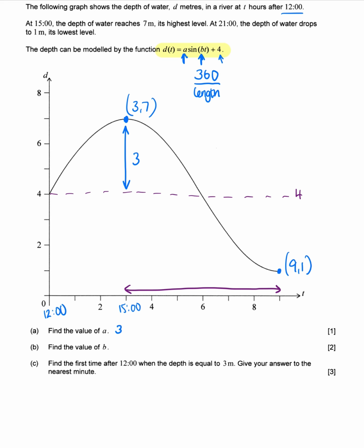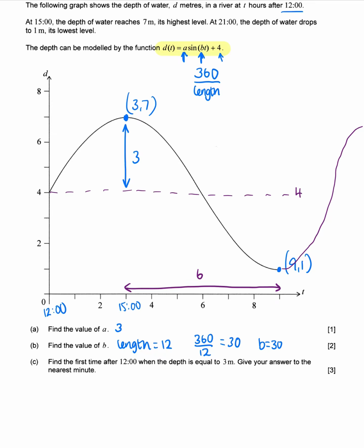Okay, if we think about if this wave continued, then you would have a full wave, and if we kept pasting them next to each other, it would make a continuous curve. So between 3 and 9, that's 6 hours. So the full length of the wave is going to be 12. So we can now say that the length of the wave is equal to 12, and therefore 360 divided by 12 is the period, which is 30. So now we know that B is equal to 30.